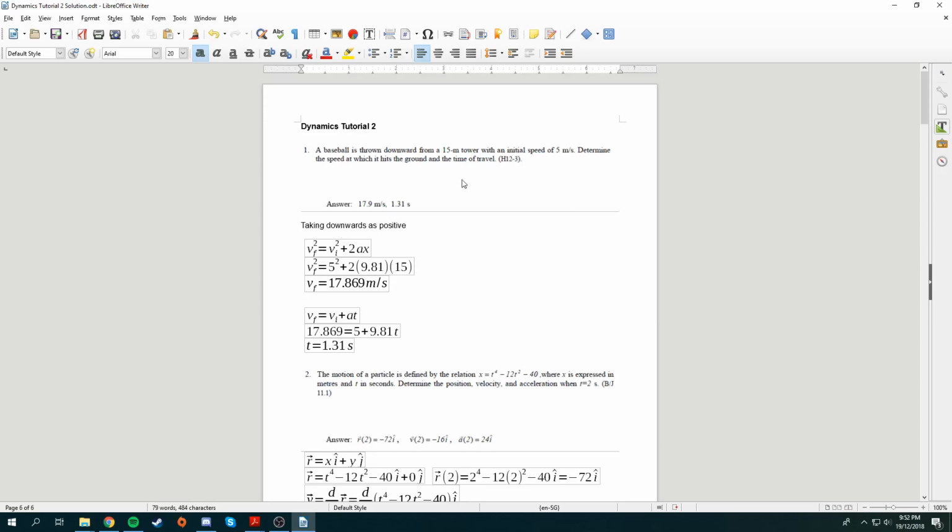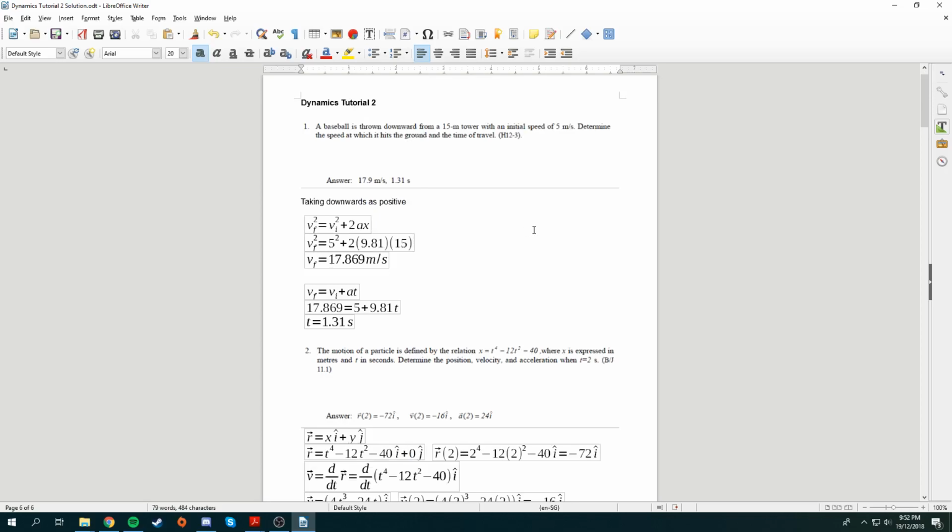Now, the first question is, a baseball is thrown downwards from a 15-meter tower with an initial speed of 5 meters per second. Determine the speed at which it will hit the ground and the time of travel. With this question, we can tell that there is only one acceleration factor, and that's gravity. So with that, we can use the constant acceleration formula, which can be shown over here.